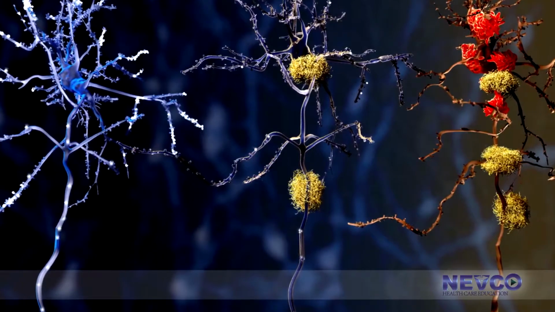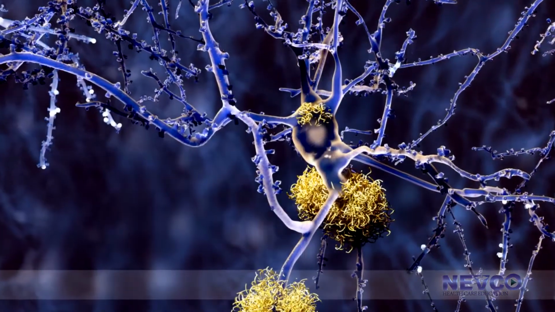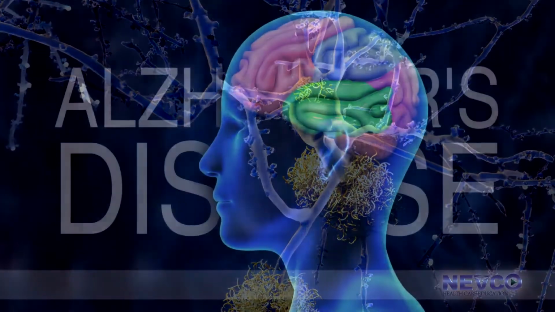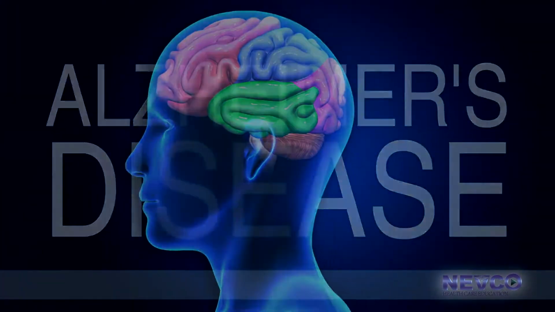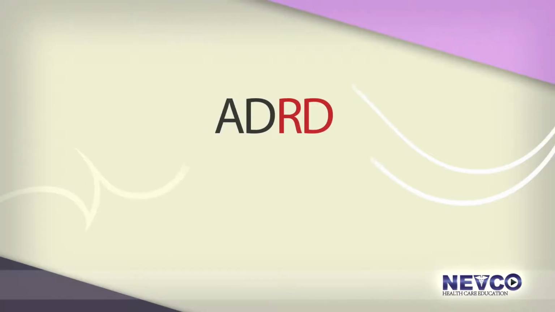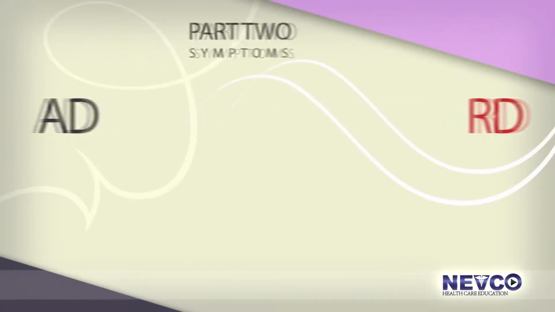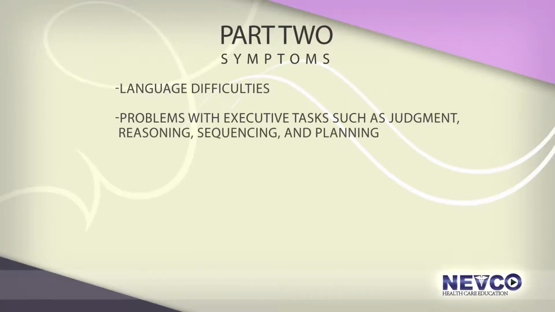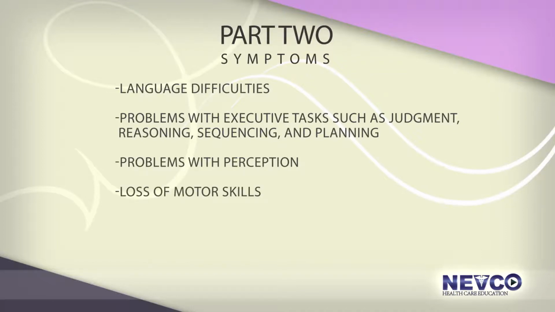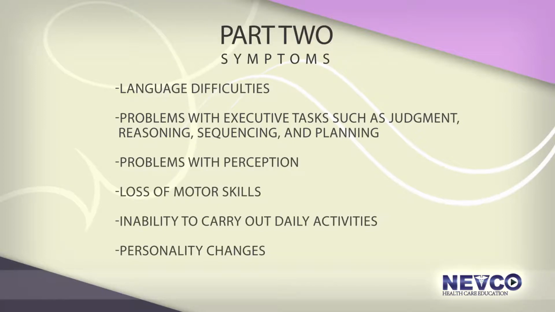Alzheimer's disease does not affect memory alone. As we saw in Part 1, it affects the entire brain. As the disease progresses, the following symptoms may also be exhibited: language difficulties, problems with executive tasks such as judgment, reasoning, sequencing, and planning, problems with perception, loss of motor skills, inability to carry out daily activities, and personality changes.